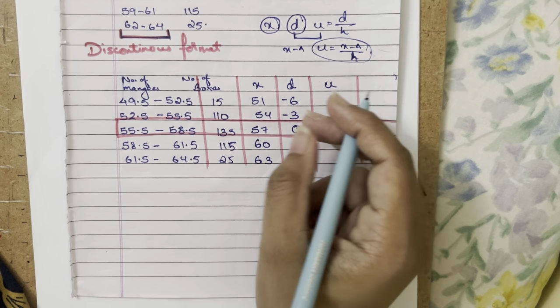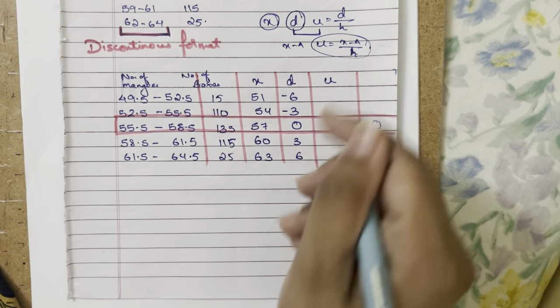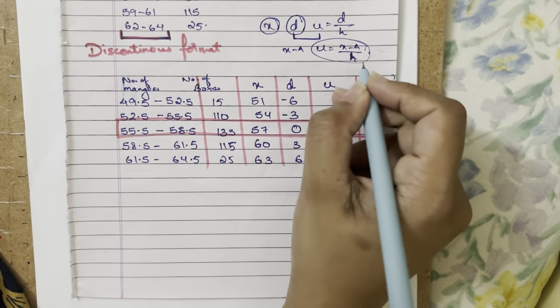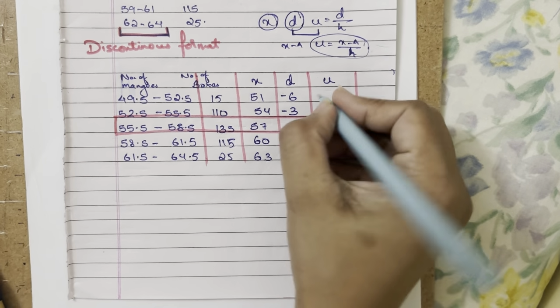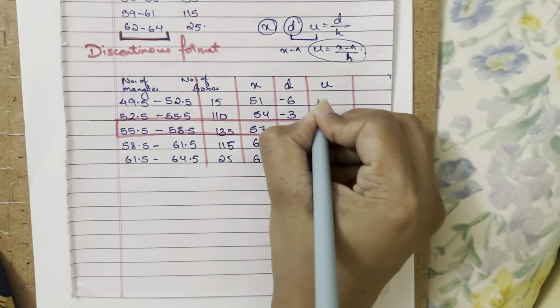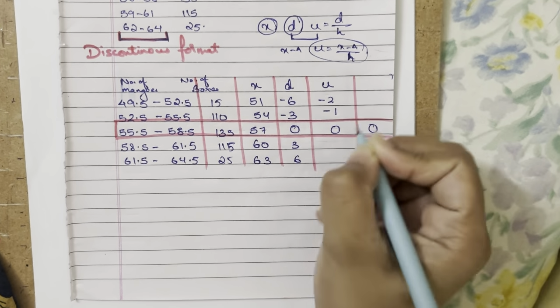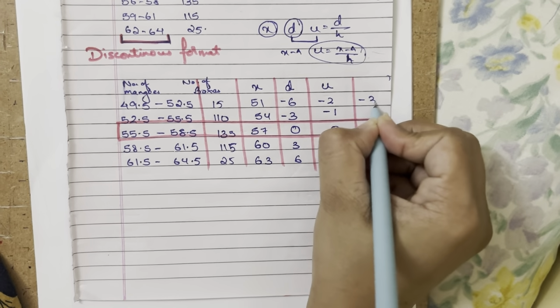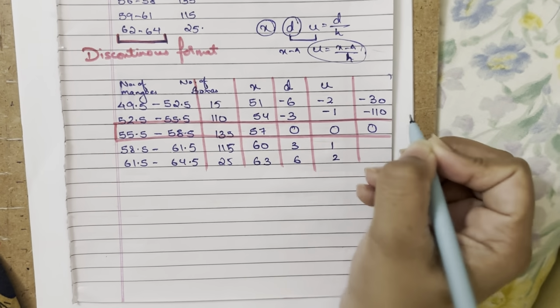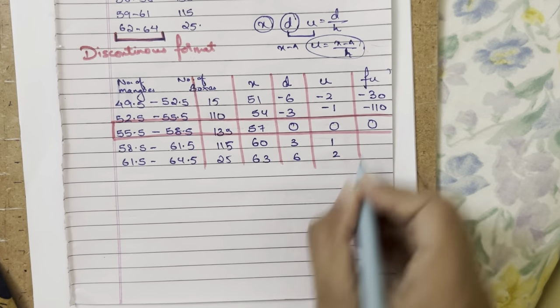Then what is my U? U is equal to D divided by H. What is the class interval that we have? We have the class interval of 3 here. So we'll take that 3, it becomes minus 6 over 3 becomes minus 2, minus 1. This becomes 1 and 2. Then you go multiplying here. So that becomes minus 110. This is the FU column that you have.